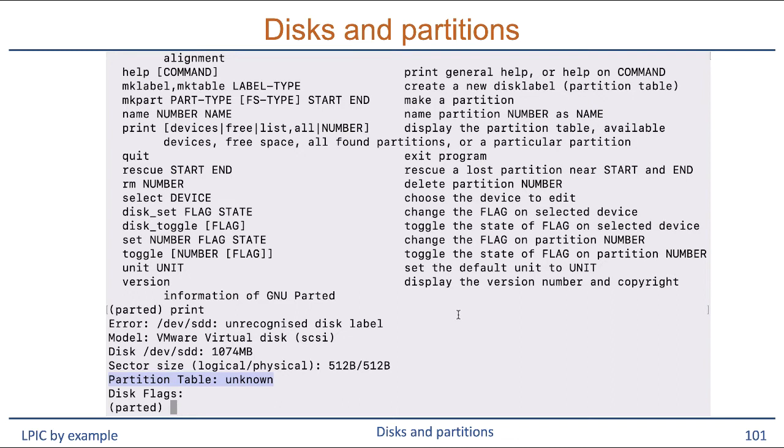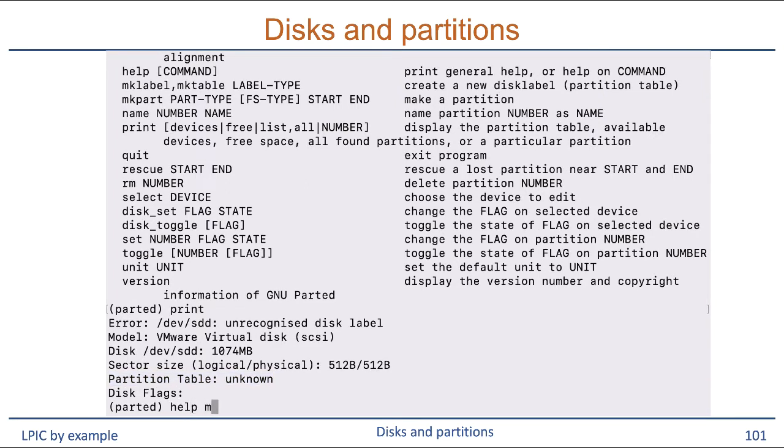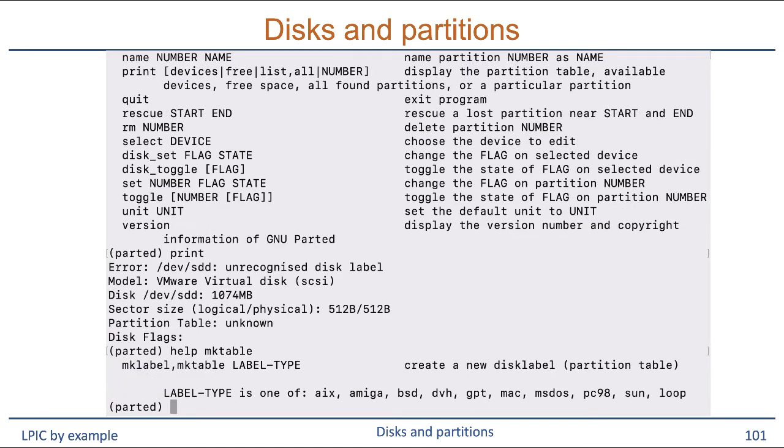So my best bet would be to first create a partition table so that we have somewhere to start. We run help mktable, and it will tell us the table types we can create. We could say we want AIX, Amiga, BSD, but also GPT and MS-DOS. Let's just go for MS-DOS, so we are going to create the same kind of partition table that we also created using fdisk. So we run mktable msdos. That's it.